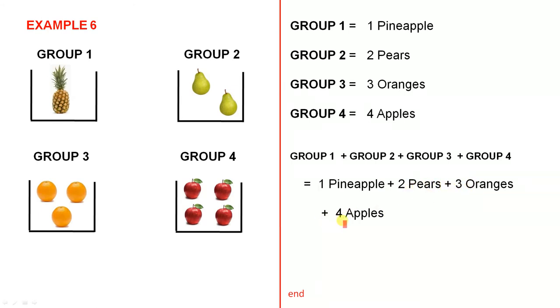So this video has shown students that two groups which have similar objects in them can be combined together. When groups have different objects in them, you cannot combine them together.